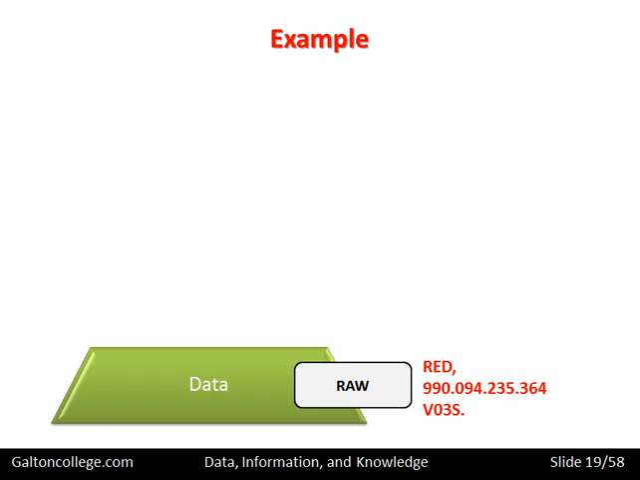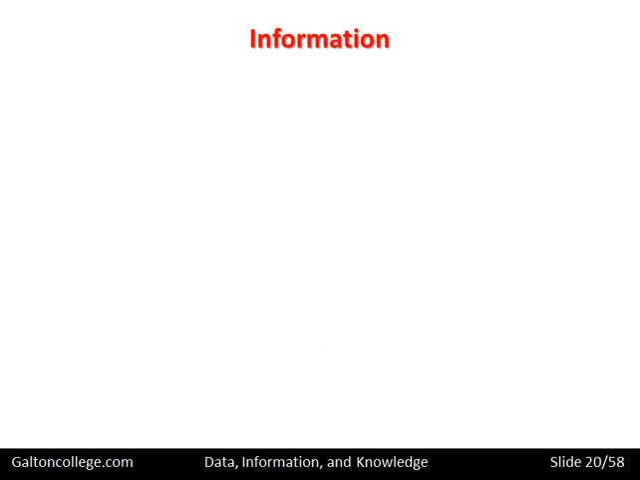We could have some data like we've got on the screen at the moment. It could say data, which is just raw. Raw means it's not processed. And the data could be, it says, red. So we observe it as red, and it's got a number, quite a big number in this case, and it's got a little code, V03S. Doesn't mean anything. It's just data. What does that mean? Red 990.094, etc. What's all that about? It's just data. Doesn't mean anything. We need to move to information.